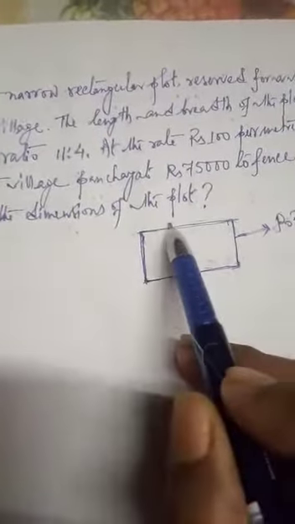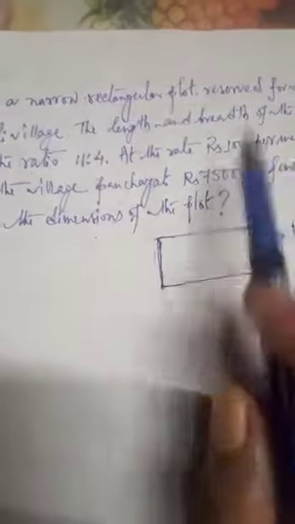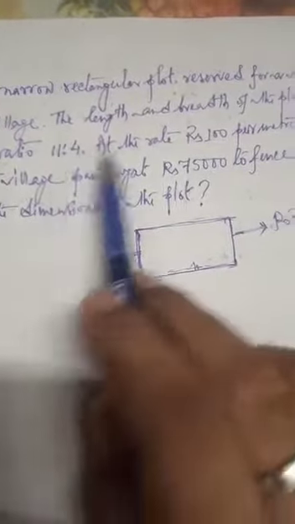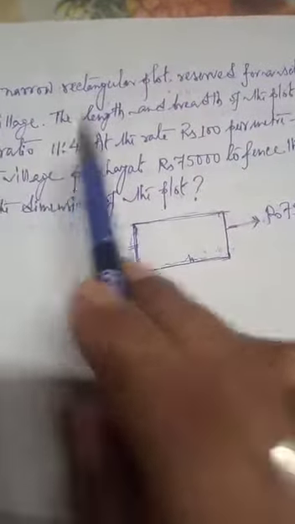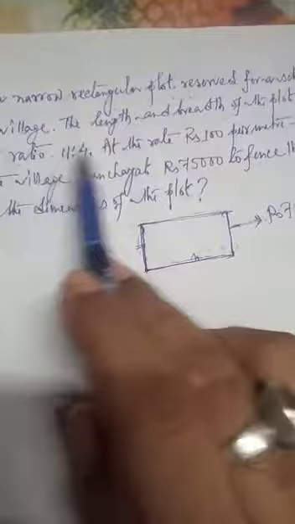A rectangular plot is given like this. The length and breadth are given in the ratio 11:4.